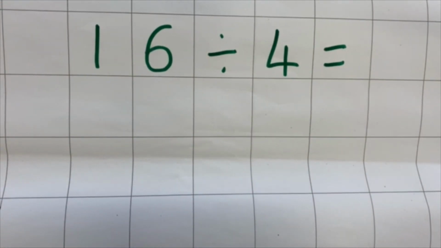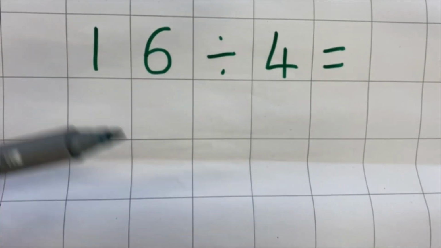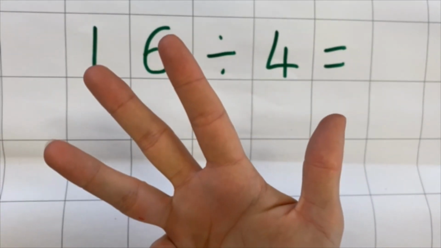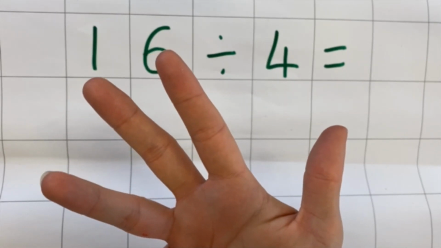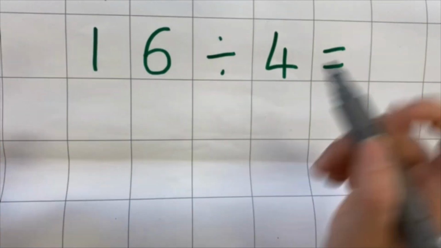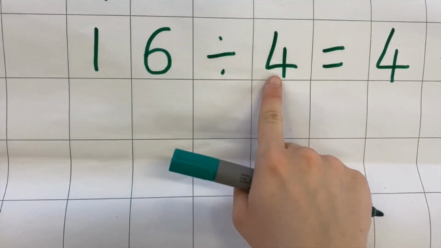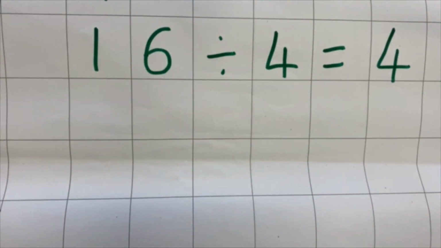So I could count up in my 4s. Can you count with me? 4, 8, 12, 16. Well done. How many times did we count? Great job. 4. Because 4 times 4 equals 16. Have a little go at this one.